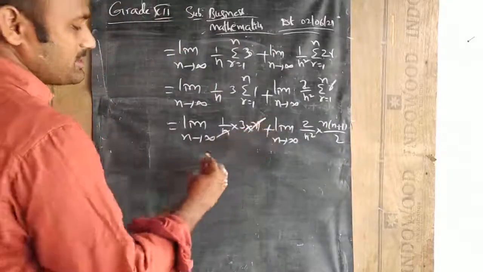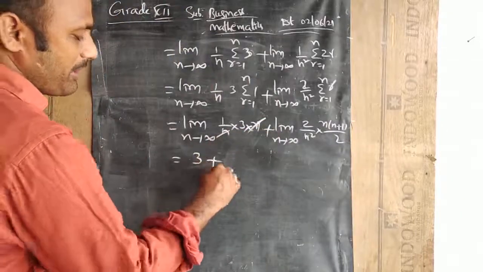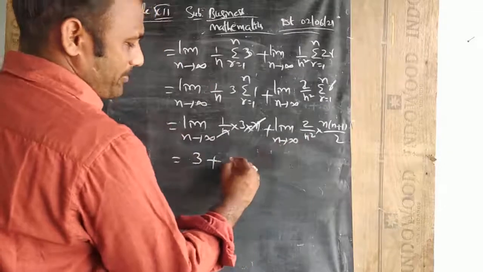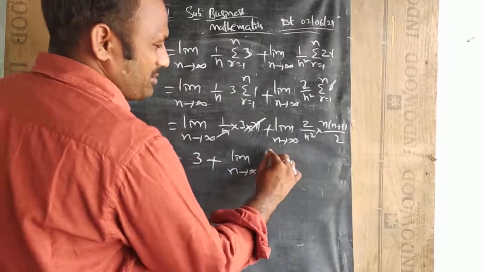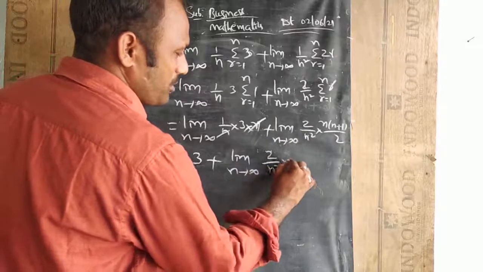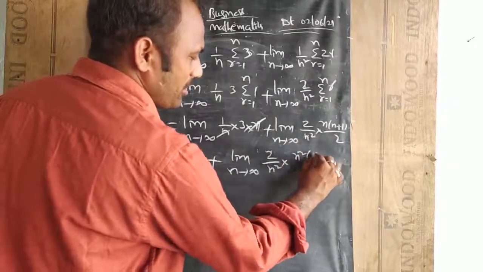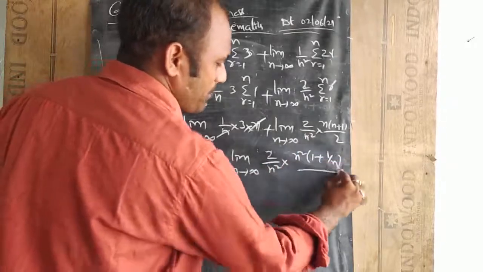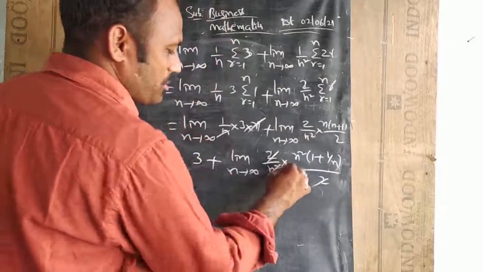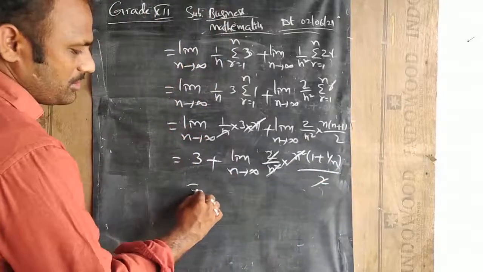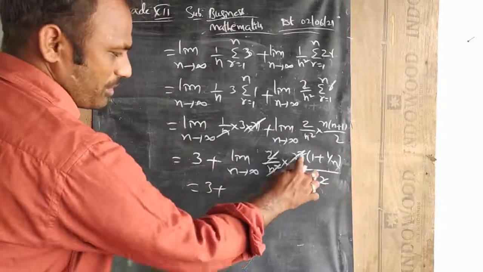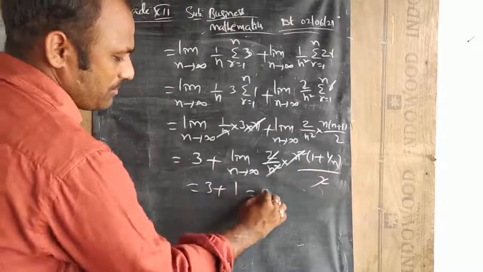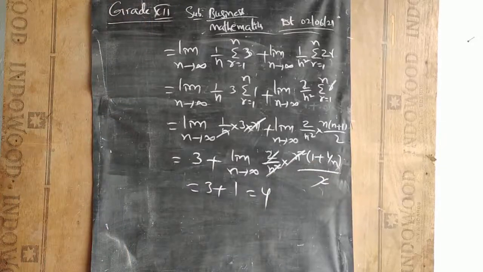So n gets cancelled here. So the answer is 3 plus limit n tends to infinity 2 by n square into, we can take n square common there, 1 plus 1 by n, by 2. 2 also gets cancelled. N square also gets cancelled. So 3 plus, as n tends to infinity means 1 by n tends to 0, we are going to get 1 here. So the answer is 3 plus 1, which is 4. Let us take the next question.